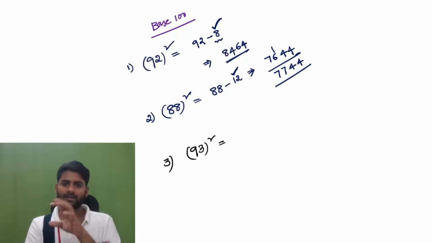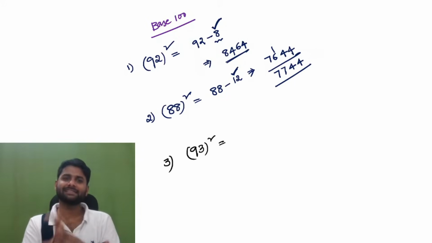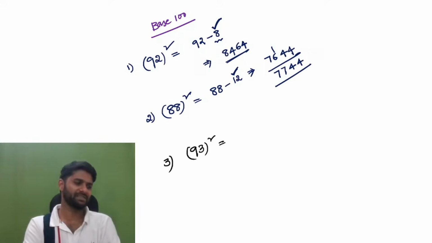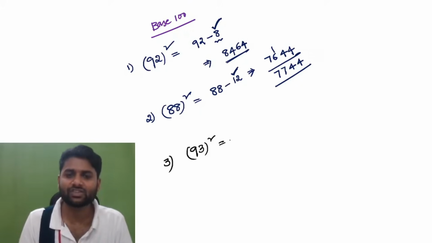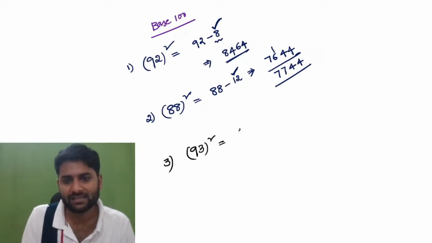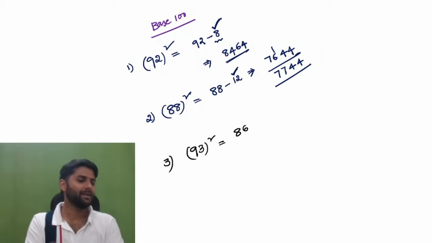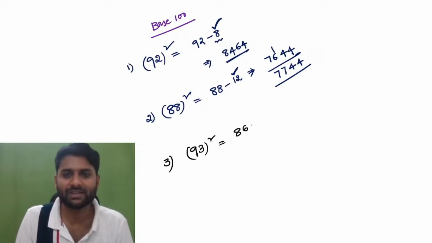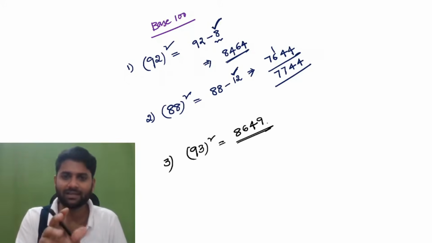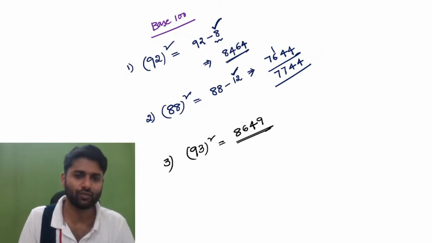93 square. And you know that 93 is less than 100 by 7 units, and those 7 units you have to subtract from 93. 93 minus 7 is exactly equal to 86. You know that we are subtracting 7 units, so 7 square is equal to 49. Once you understand the approach, you can directly write the answer. It's 8649. Very good.